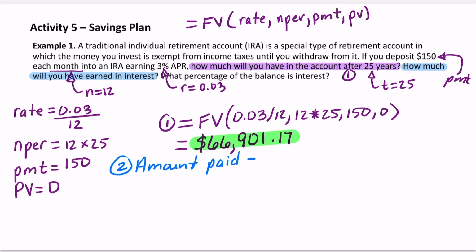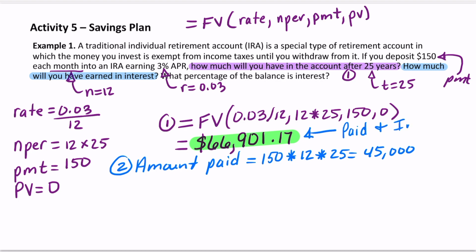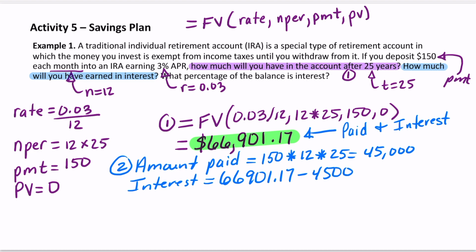So to figure out how much we paid into the account, we're going to take our monthly payment and multiply that by the 12 pay periods within a year, and then multiply that by the 25 years. This tells us how much money we put in the account over 25 years, which means out of the $66,901.17, $45,000 of it was paid into the account by us, and the rest is the interest we earn. So to figure out the amount that is interest, we're going to take the total amount in the account and subtract the amount we paid into the account and see how much was earned in interest.